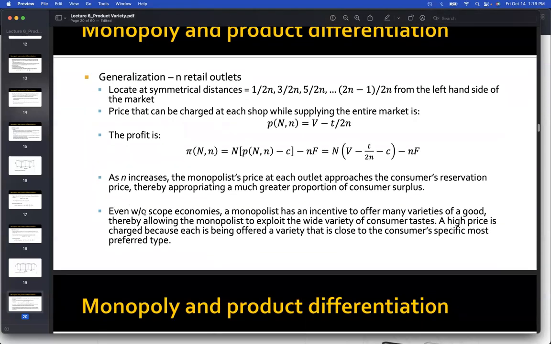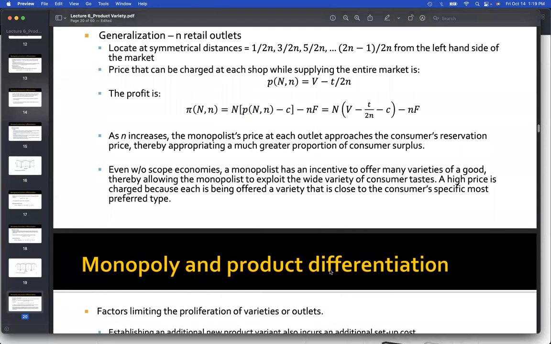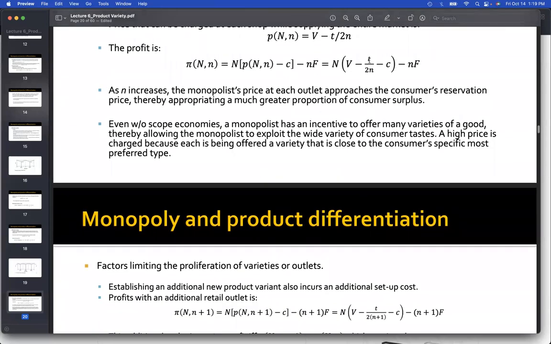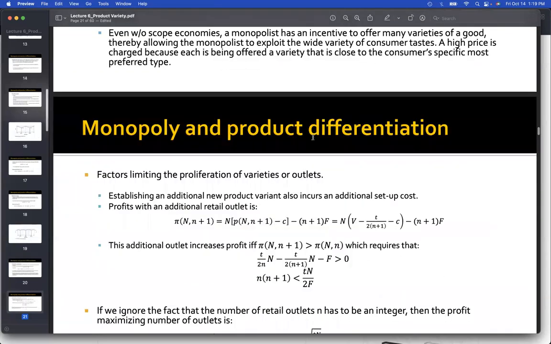And it says here that even without scope economies, remember, scope economies are a cost-based factor with regard to the number of stores or the number of varieties. Here there is no cost-based reason. F is linearly increasing with the number of stores. But there's still an incentive because the price for the good goes up, the more stores there are.